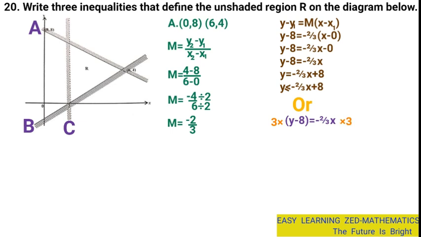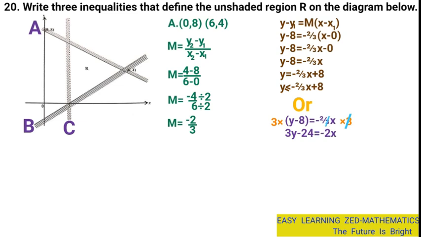Okay, now let me do the actual multiplying. So 3 multiplied by y will give me 3y. 3 multiplied by negative 8 will give me negative 24, which is equal to, before I write that, I'm going to multiply 3 by negative 2 over 3. When I do that, this 3 will be cancelled out and that 3 will be cancelled out, leaving me with negative 2x, which is going to be equal to negative 2x.